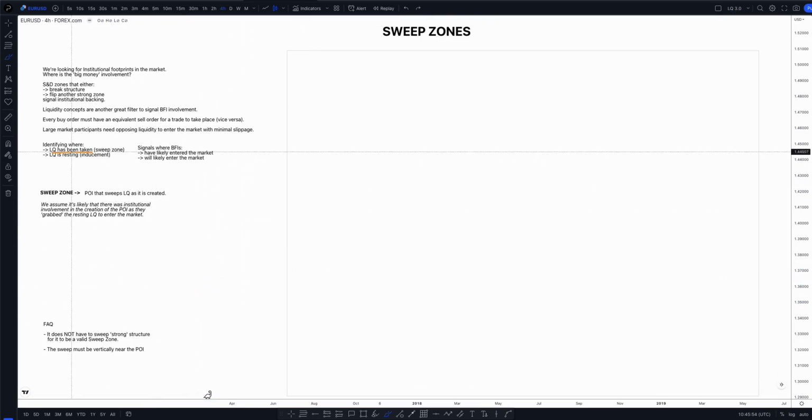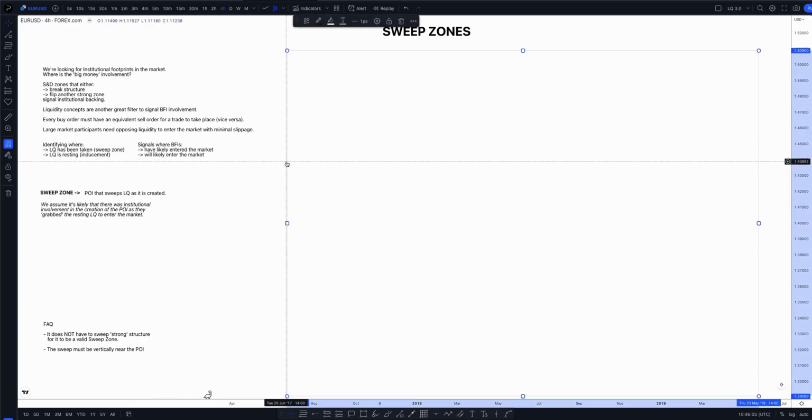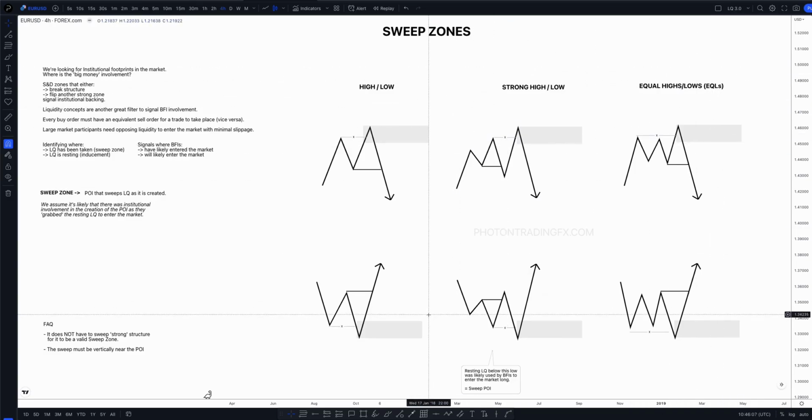So when we say it's been taken in the past, and it leads to the creation of a supply and demand zone, that is what we call a sweep zone, okay? And that signals where big financial institutions have likely entered the market, right? And this is where we get some of these patterns like this, okay? So essentially, let me bring it back again.